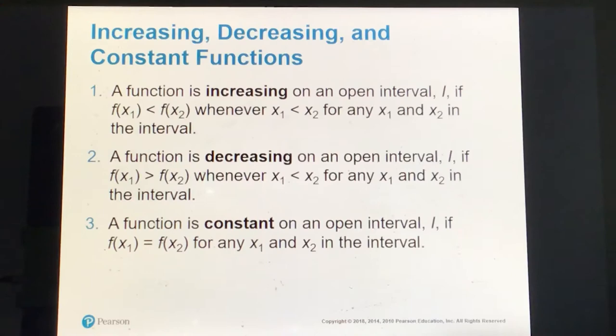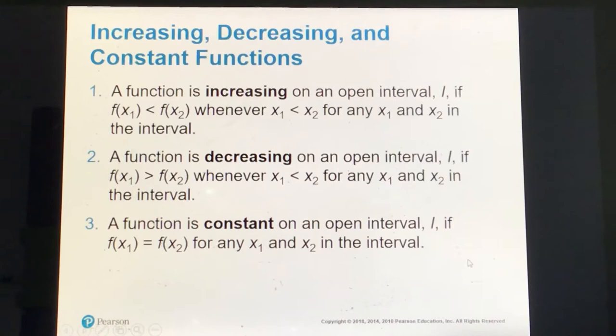A function is decreasing on an open interval when you're going left to right on the number line, the y's are getting less, so it's going downhill. And constant is just a flat horizontal line. Nothing changes. All right? Got that? Sometimes you need horizontal lines.